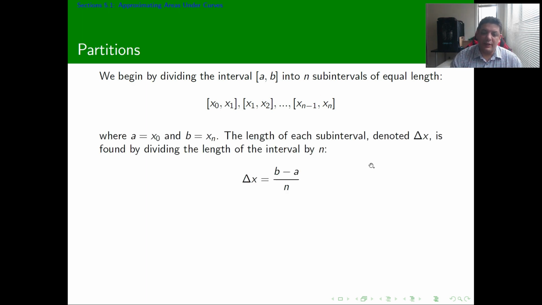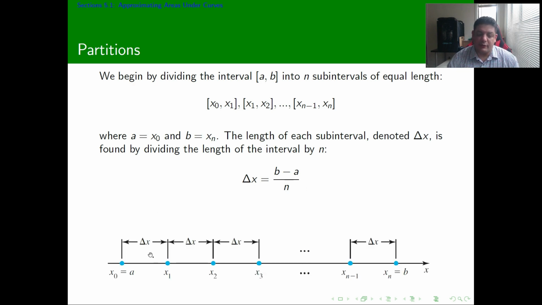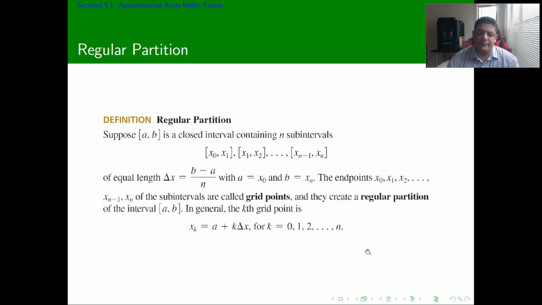Now, the length of each of the subintervals, so how much each is going to measure, is going to be denoted by delta x. And that's going to be found by dividing b minus a by n, where n is the number of subintervals that we're taking. So something more or less like this. We'll start from a up to b, but we're moving a distance delta x every time that we're trying to get a new value.